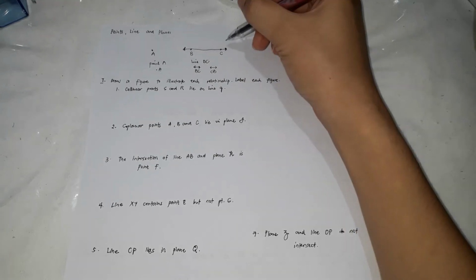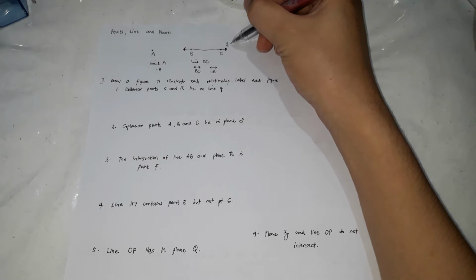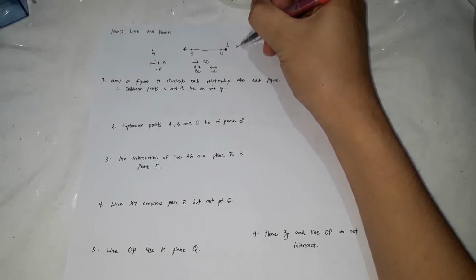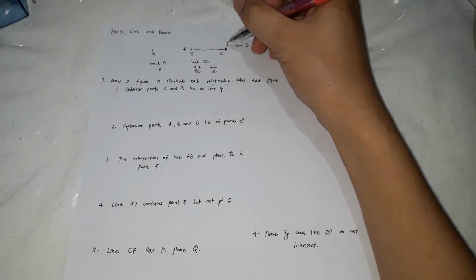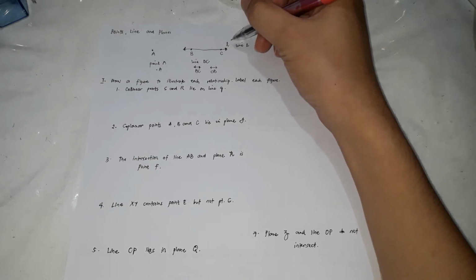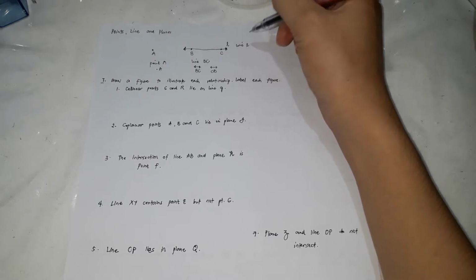This could also be named as letter L or any letter, and it should be written in cursive or italic. So the name of this line is line L. If there is a letter L, or A, B, C, written like that in italic, it means it's just one letter, and you should write them in italic.